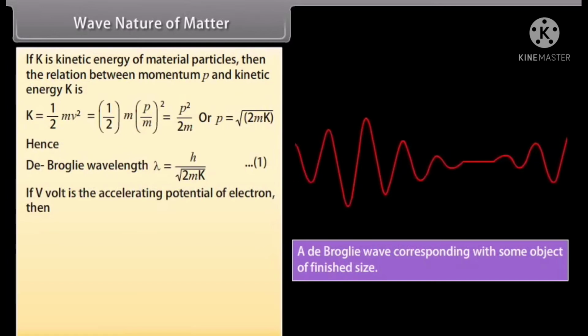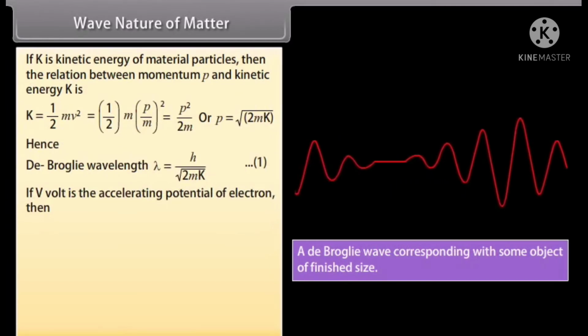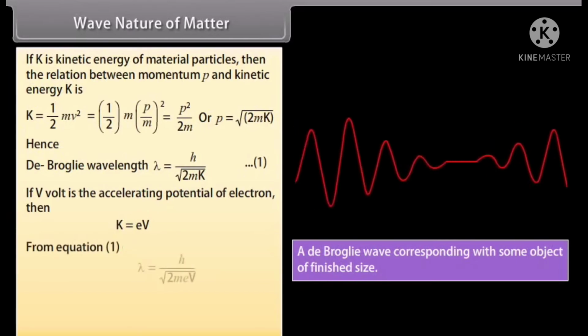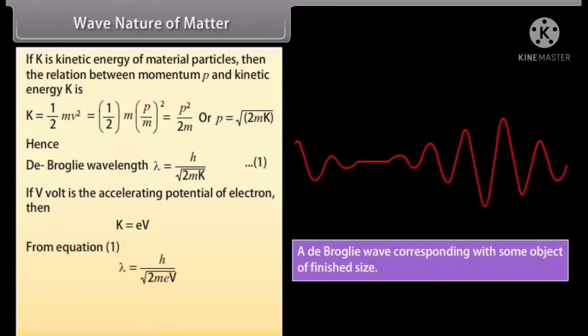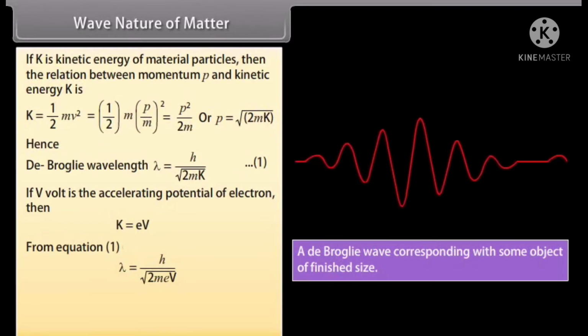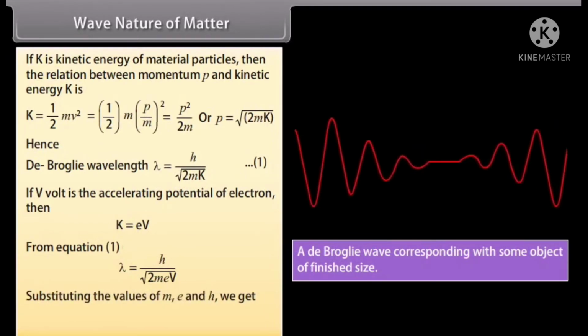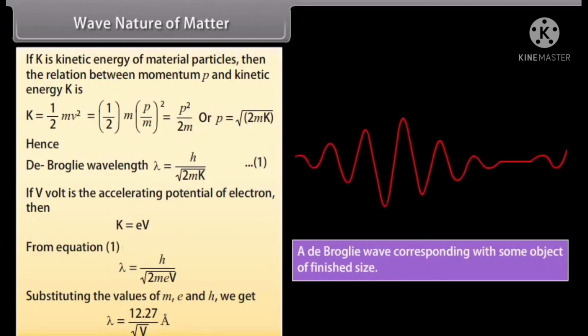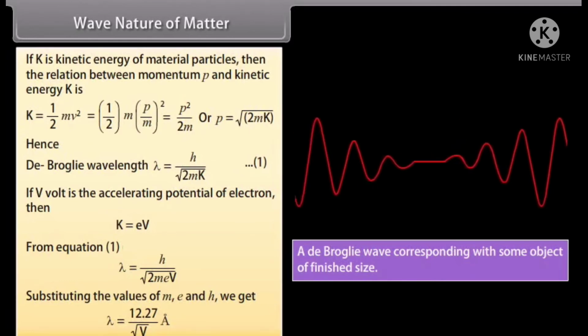If V volt is the accelerating potential of electron, then K = eV from equation 1. Lambda = h/square root of 2meV. Substituting the values of m, e and h, we get lambda as 12.27/square root of V angstrom.